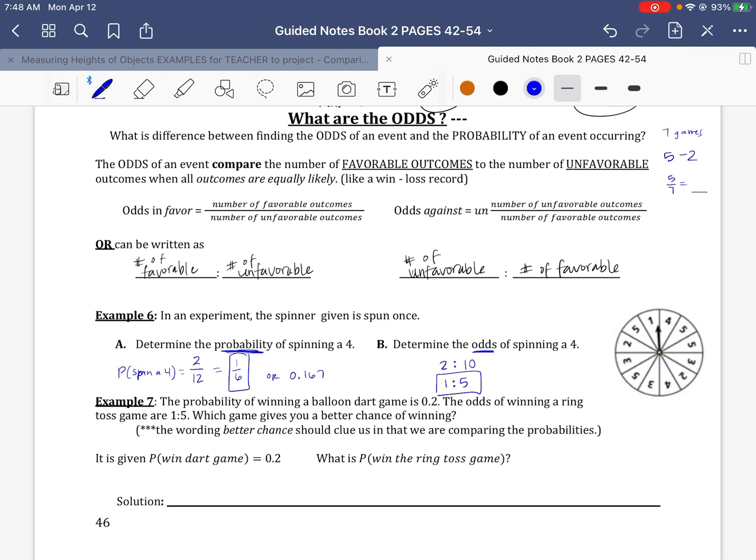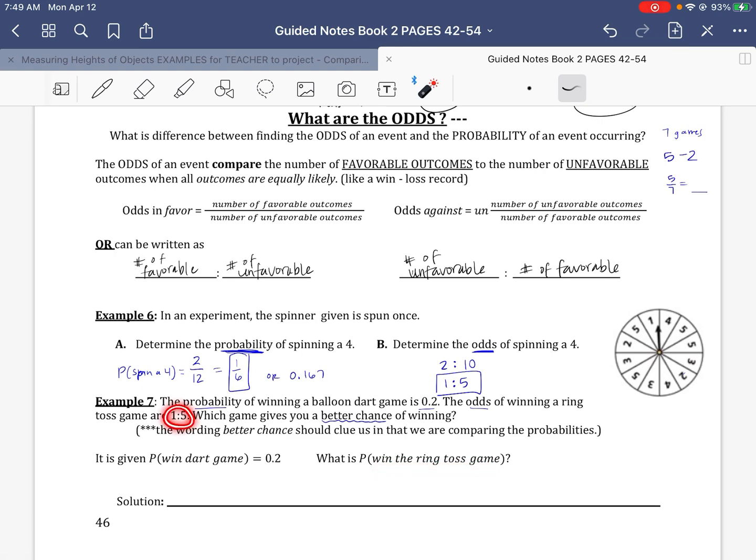Okay. Example 7. So this says the probability of winning a balloon dart game is 0.2. So again, recognize that's probability. The odds of winning a ring toss game, so this one's odds, are 1 to 5. Which game gives you a better chance of winning? So better chance clues us in that we're comparing probabilities. So think about, it's already given that the probability of winning the dart game is 0.2. So we just need to figure out, well, what's the probability you win the ring toss game, and we can compare that.